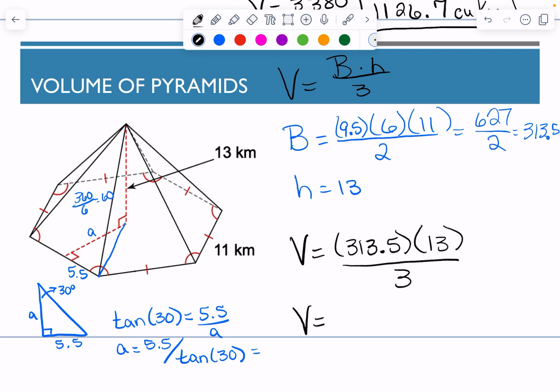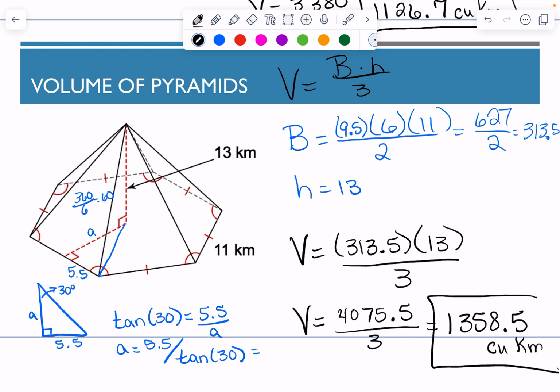So now my volume, 313.5 times 13, that's going to get me 4,075.5, and I'm going to take and divide that by 3 now. And that's going to leave me with 1,358.5 cubic kilometers. And that is the volume of that hexagonal pyramid. So that is our new formulas for today.